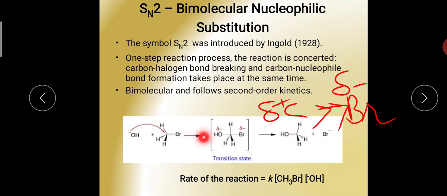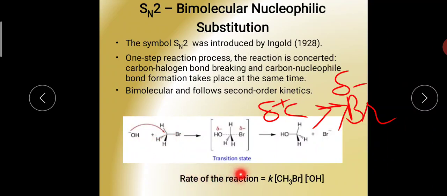Now this reaction proceeds in a single step, which means the reaction is concerted in mechanism. And because this step is also the slow step and rate determining step, the number of molecules involved in the rate determining step is 2. That is 1 with respect to your alkyl halide and 1 with respect to your nucleophile. So the total number of molecules involved in this particular slow step contributes to the rate of the reaction.